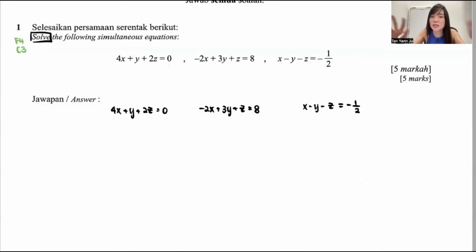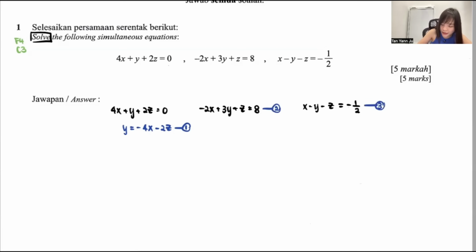So now out of all this, the easiest one I will always make equation 1. Even though this one looks quite easy, it has fractions, so I don't think I will do that. I will choose either one. So let's say I choose single y, because equation 1 must be a single unknown. Plus 4x, move it over, minus 4x. Plus 2z, move it over, minus 2z. Okay, this is my equation 1, this is my equation 2, and this will be my equation 3.